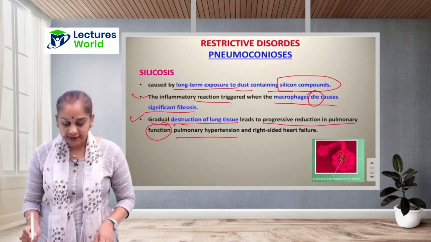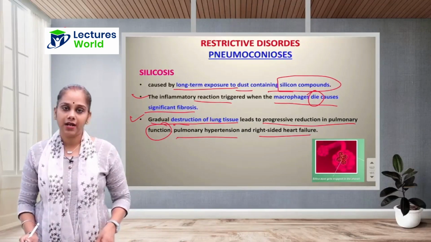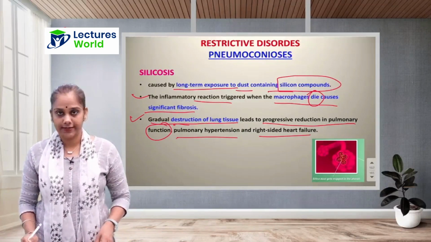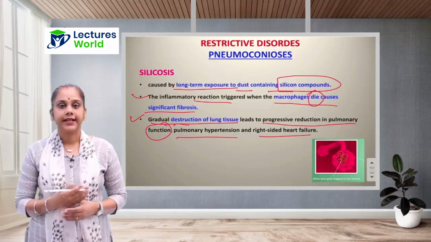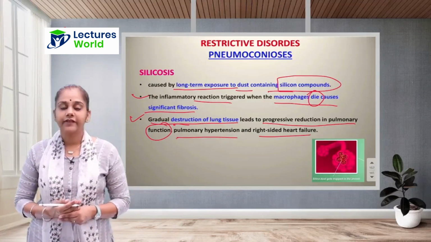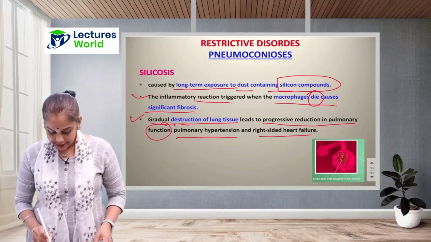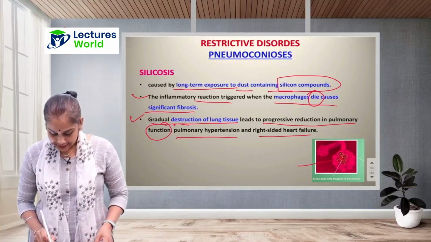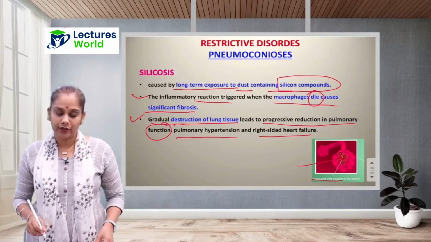Pulmonary hypertension will develop and right-sided heart failure can occur because of silicosis. So what is silicosis? It is long-term exposure to dust which contains a lot of silicon. You can see in the figure, this is the silica dust that can be deposited in the alveoli.